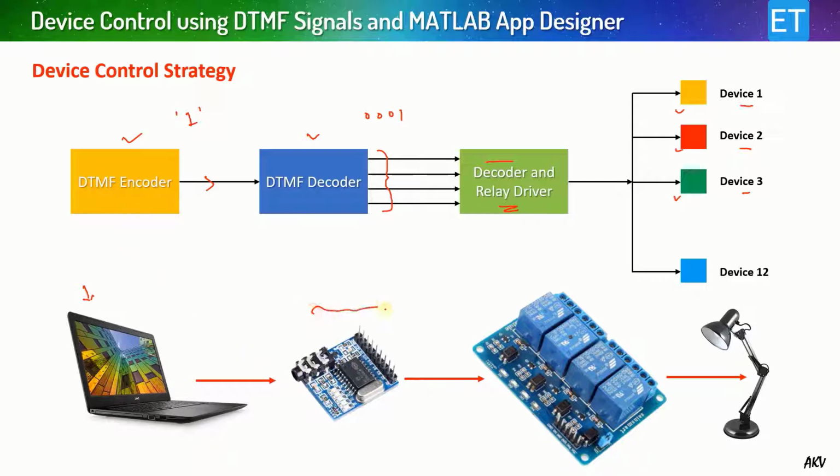And this is the hardware part, where this is the DTMF decoder. It will recognize the input DTMF tone, and it will generate the corresponding 4-bit output. This 4-bit output will be given to this relay driver circuit, and with the help of these relays, our devices are connected to the AC mains. Okay, so with the press of a certain key, we can switch on or switch off a particular device with this method. Okay, so now let us go ahead.